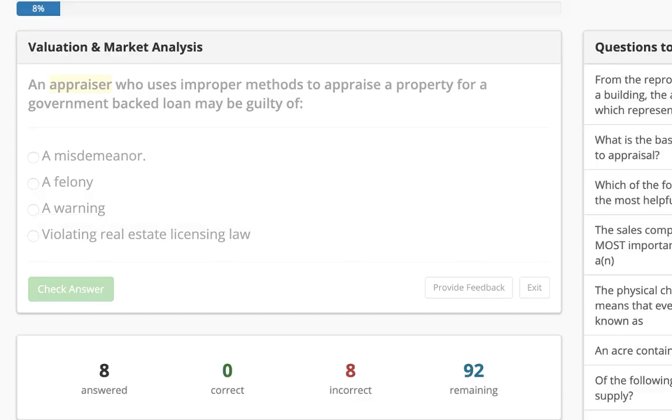All right, so let's try and squeeze a few more questions in. An appraiser who uses improper methods to appraise a property for a government-backed loan may be guilty of A, a misdemeanor, B, a felony, C, a warning, or D, violating real estate license law.